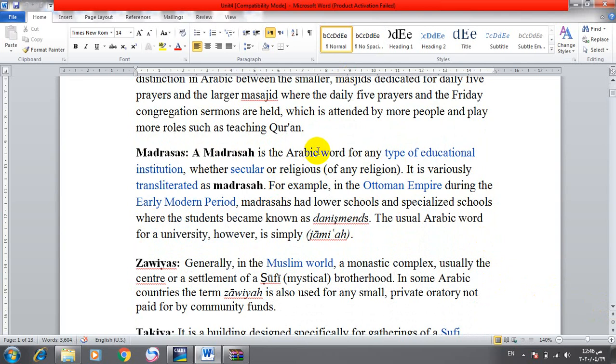A madrasa is the Arabic word for any type of educational institution, whether secular or religious, of any religion. It's variously transliterated as madrasa. For example, in the Ottoman Empire during the early modern period, madrasas had lower schools and specialized schools where the students became known as danishmends. The usual Arabic word for a university, however, is simply jamia.